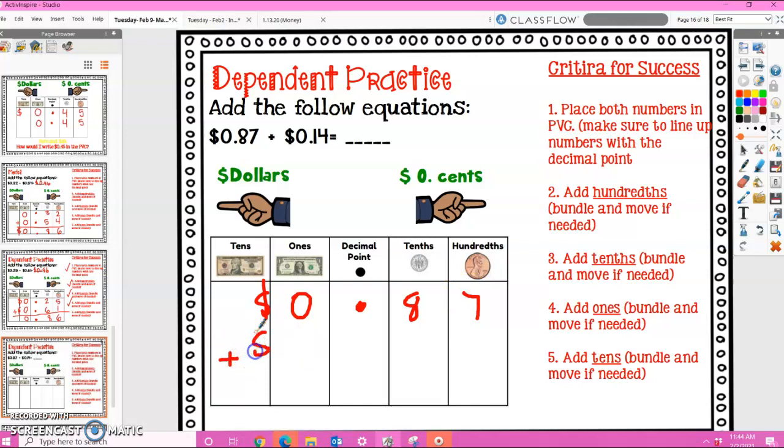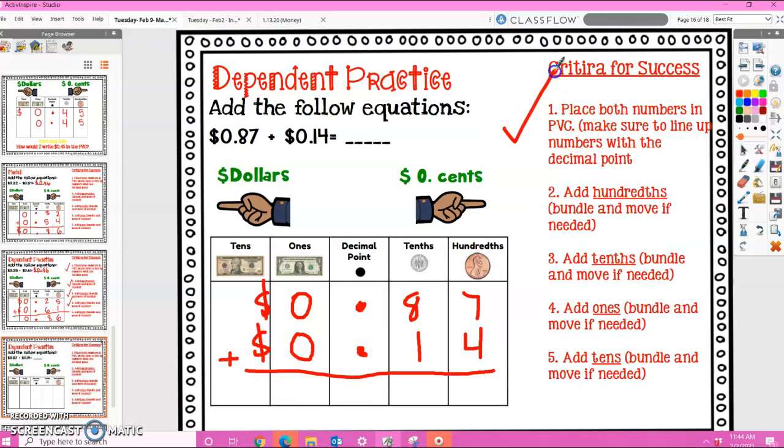Just draw my second number, dollar sign, decimal. There's a 0 in the ones place. What number is in the tenths place? 1. Good job. What number is in the hundredths place? 4. Good job. So now let's go ahead and add.